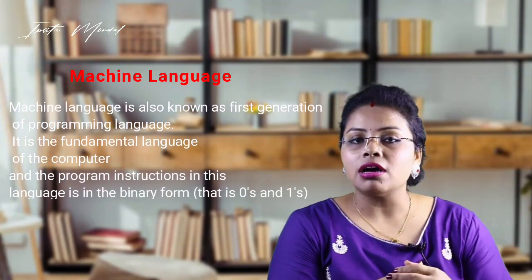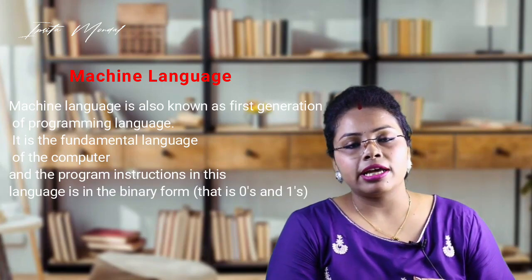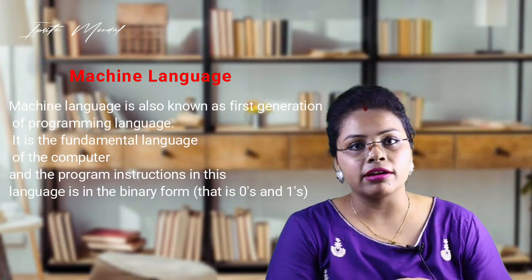What is machine language? Machine language is the binary form language, that is 0 and 1. You know that 0 and 1 is the main language which is only understood by the CPU, that means our computer. Machine language is that language that doesn't require any conversion.